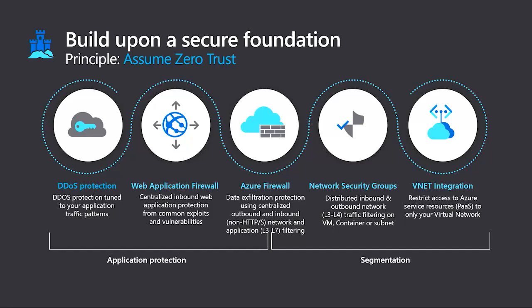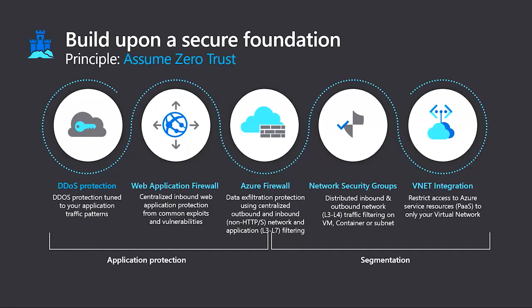We have a DDoS protection service. We have the web application firewall. We have the Azure Firewall. We have network security groups, as well as virtual network integration. DDoS protection is a service you can use to set up a DDoS protection plan, and you can allow the DDoS protection plan to monitor your Azure resources that live or are housed within your virtual network. It can be tuned to your application and traffic patterns.